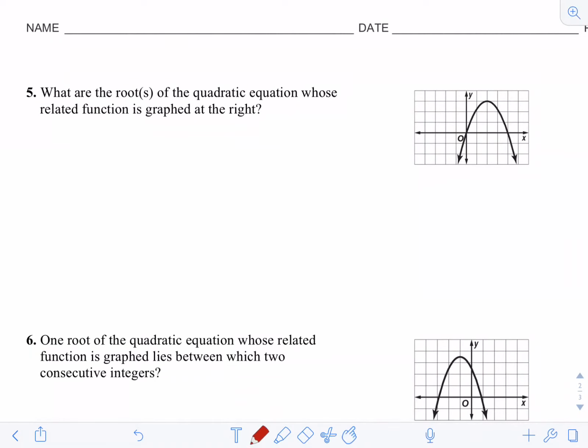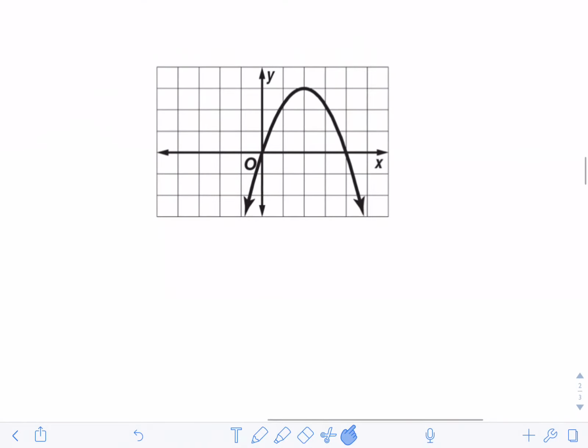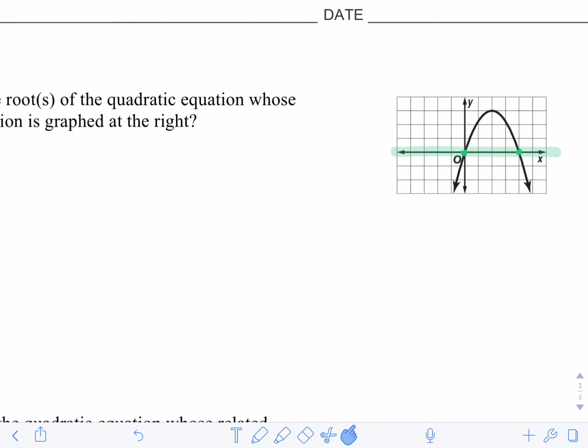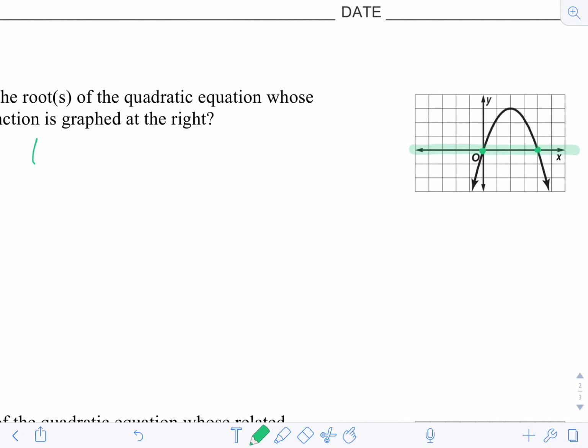All right, number 5, what are the roots of the quadratic equation whose related function is graphed at the right? So all this is looking right here at the x-axis. You want to see where it crosses. So cross here at 0 and 1, 2, 3, 4. So my answer here for this one, the roots would be at 0, 0, and 4, 0. You can also see it as x equals 0 and x equals 4.